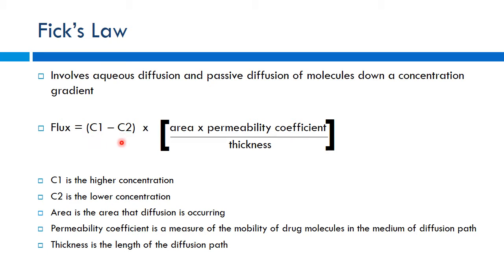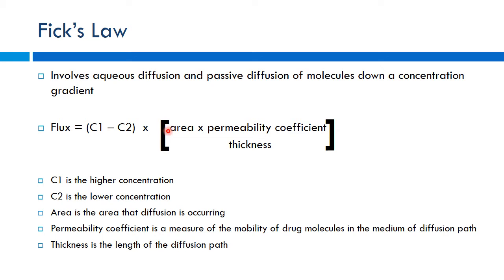C2 is going to be the lower concentration that the drug is going to be moving to, right? So having a bigger difference here is going to cause more flux, right? So the smaller C2 is, the larger C1 is, the more flux you have. Make sense? Okay.